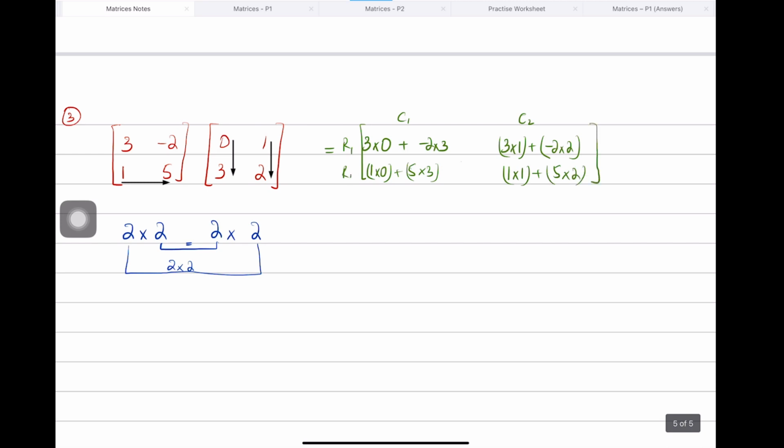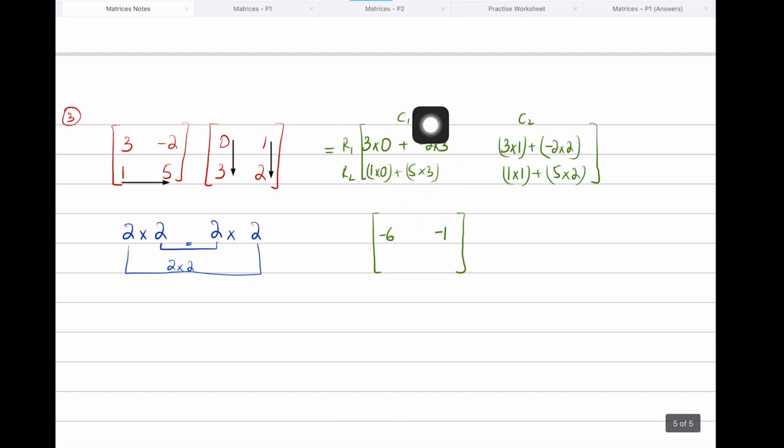And now you can write down your final answer. Here I'll skip a step in the sense that I'll just simplify both the numbers, add them, and then write the final answer. So 3 into 0 is 0, minus 2 into 3 is minus 6, 0 minus 6 is minus 6. 3 into 1 is 3, minus 2 into 2 is minus 4, so 3 plus minus 4 becomes 3 minus 4, which is going to be minus 1.